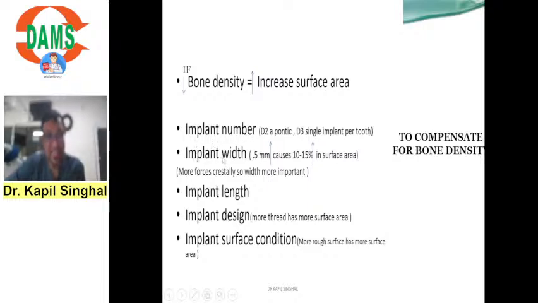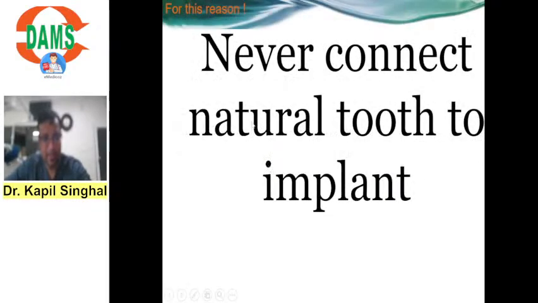I can increase the width of the implant, because I told you a 0.5 mm increase in width of the implant will increase the surface area of the implant by 10 to 15%. I will increase the implant length. I will use an implant with a lesser pitch, more threads, and I will use an implant that is more rough. So when I do all this, the surface area of the implant will increase and the bone density that was less in a particular case will be compensated.